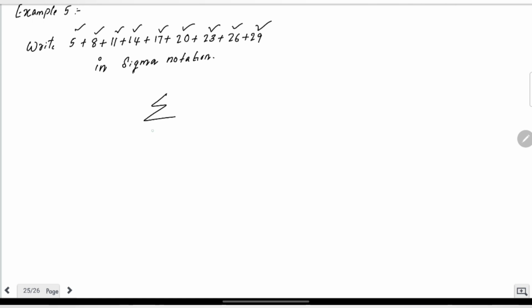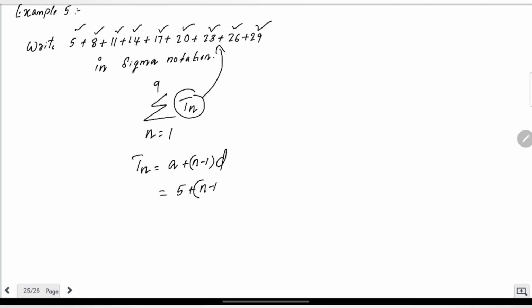So just write a sigma, n is equal to 1 to 9. Okay, 9 terms. Here what are you going to write? Tn, the nth term you have to write. Now what are you going to do? Just find out what Tn of this pattern is. Since it's arithmetic, how do you find Tn? What is the formula? Tn is equal to a plus n minus 1 d, where a is 5 plus n minus 1, d is 3.